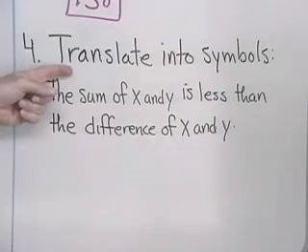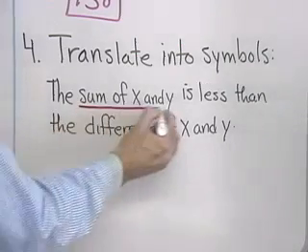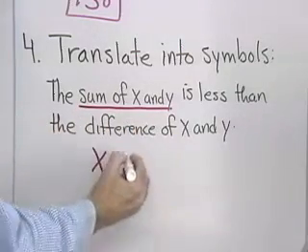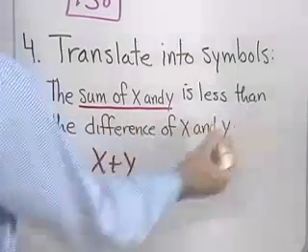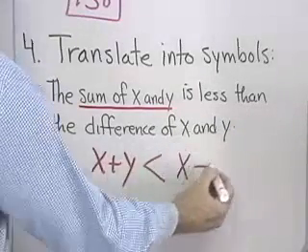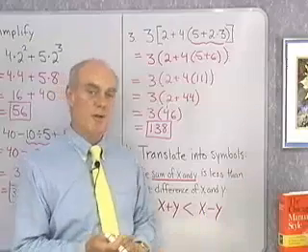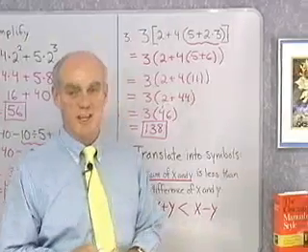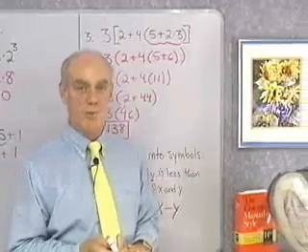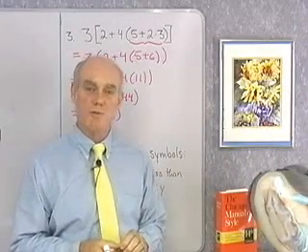Problem 4, we want to translate into symbols this expression written in English. The sum of x and y is less than the difference of x and y. So I'll start with the sum of x and y, which is x plus y. And that is going to be less than, so I'll use my less than symbol, the difference of x and y, which is x minus y. So remember when you do these translations that sum always indicates addition, difference always indicates subtraction, product goes with multiplication, and quotient goes with division. So there's a look at some of the important problems from section 1.1.